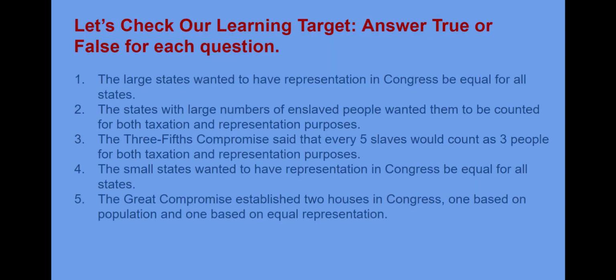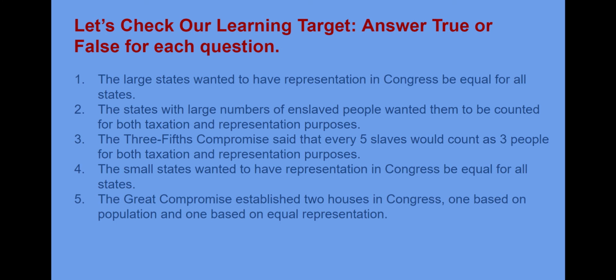Let's check our learning goals. For each statement, think about whether it is true or false. Number 1, the large states wanted to have representation in Congress be equal for all states. That is false. The large states wanted representation to be based on population, so they would have more representatives than smaller states.